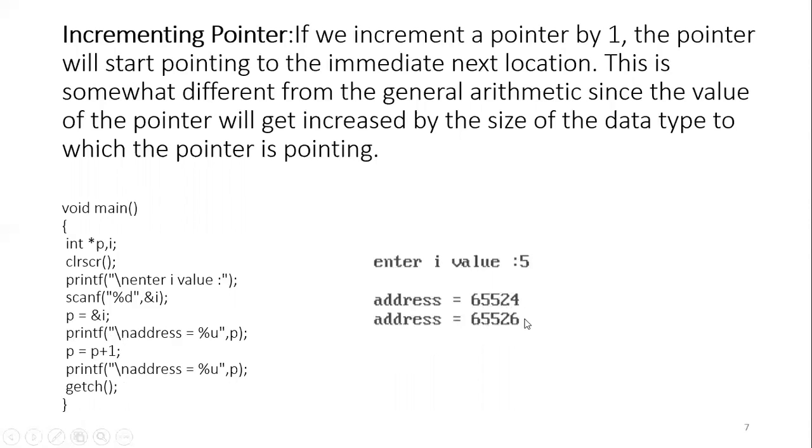Here we can see that earlier the address is 65,524. After P plus 1, we have got the address as 65,526. The difference is 2 because size of the integer type is 2 bytes. So that's why we will get the 2 bytes increment.